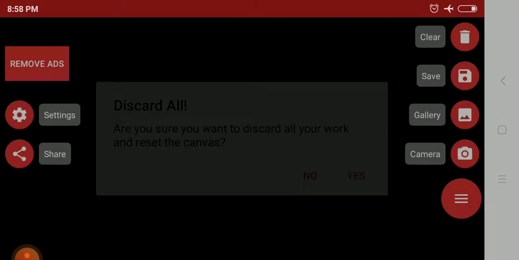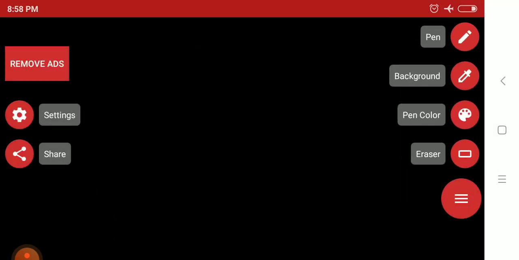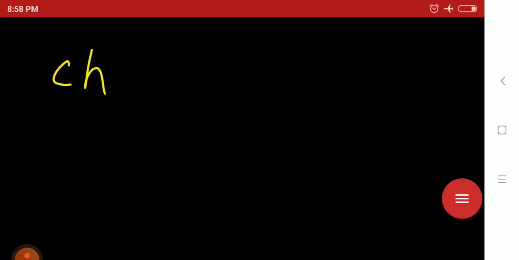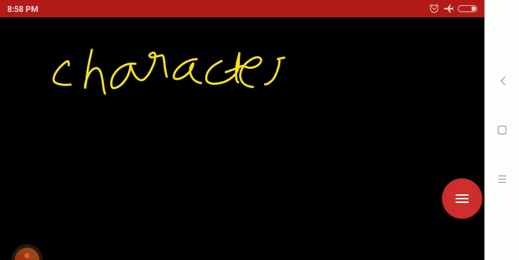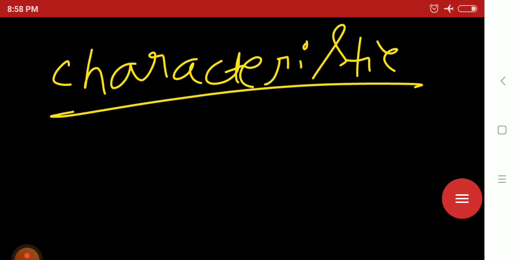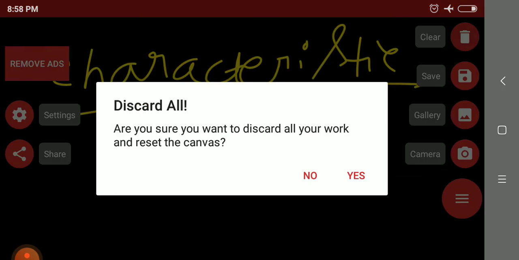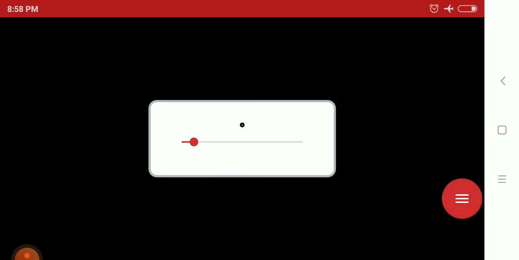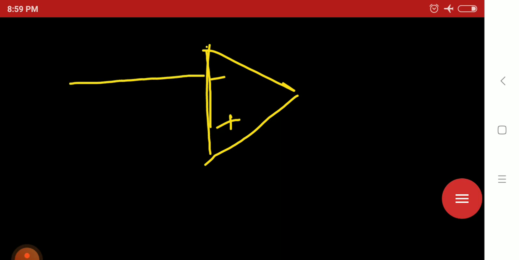Now I am going to discuss the characteristics of op amp. That means its properties and its diagram, etc. So generally, how can you draw an op amp? Whenever I draw an op amp, I draw it this way. So firstly I am writing here V1.